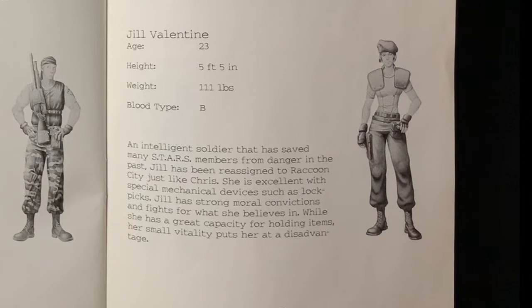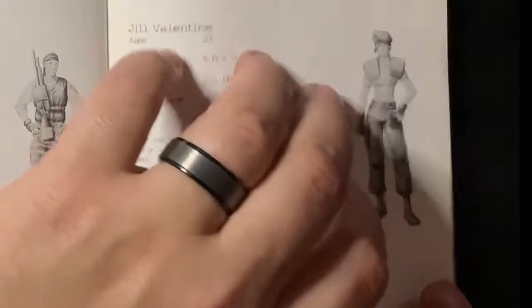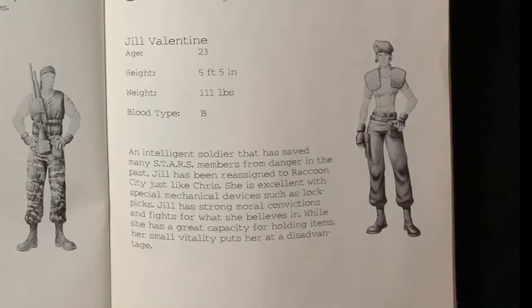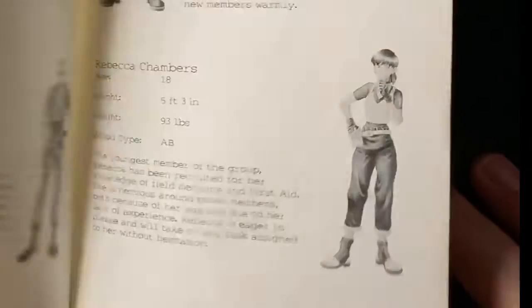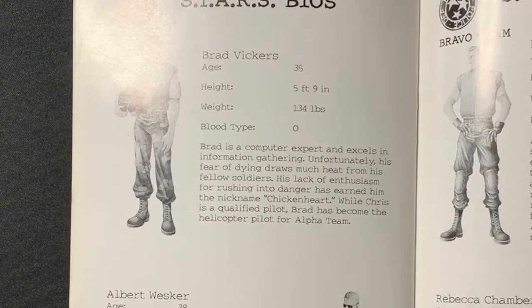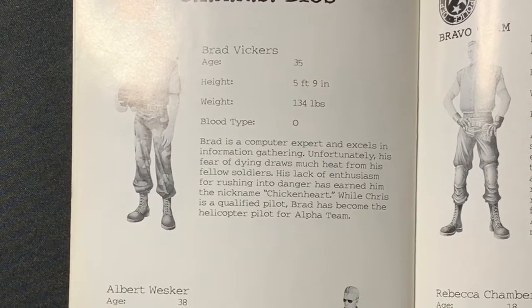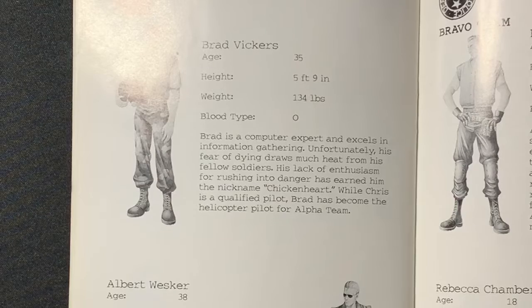While she has a great capacity for holding items, her small vitality puts her at a disadvantage, indicating that Jill will take more hurt and damage when injured versus Chris, but for the sake of having more space for items. And this goes on further to explain the rest of the STARS bios of all of the other team members that you'll run into.